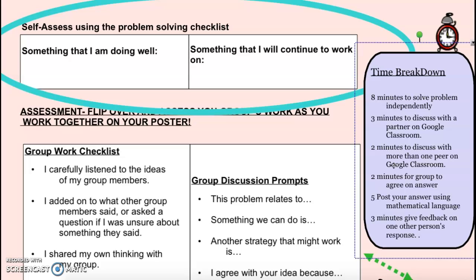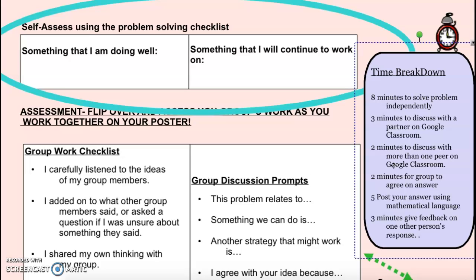Then take another 2 minutes to discuss with more peers in Google Classroom. You can do this by commenting in the actual lesson or under the actual instructions and invite friends to have a discussion with. I want you to then post your mathematical answer using mathematical language into the question or the response section of the actual assignment.